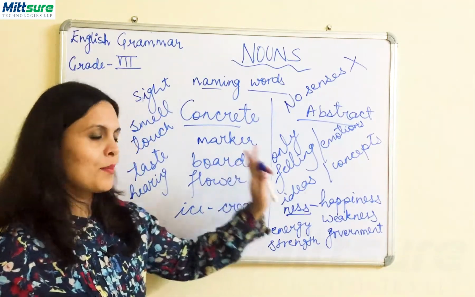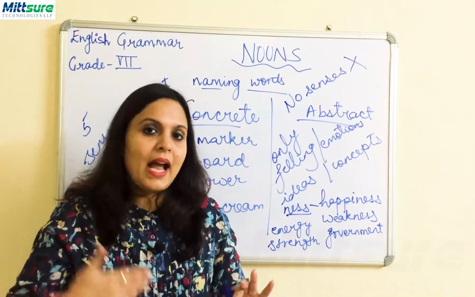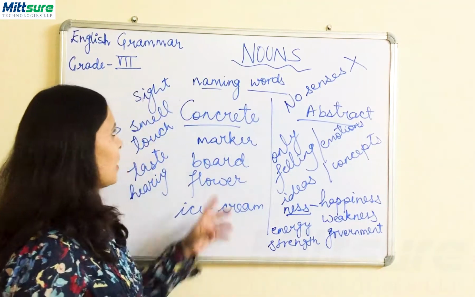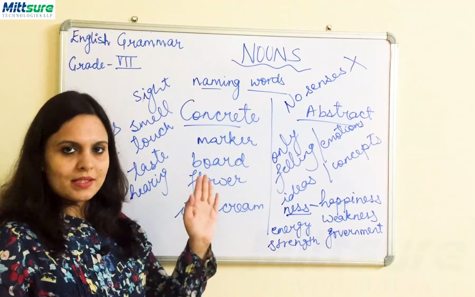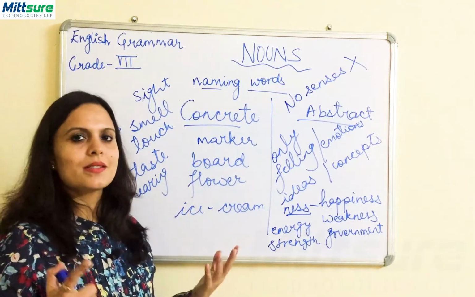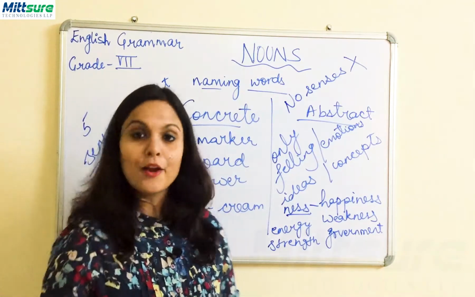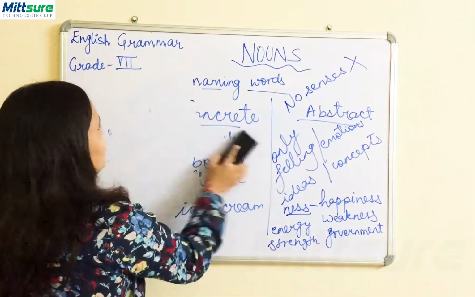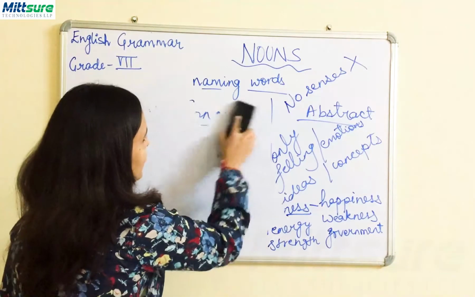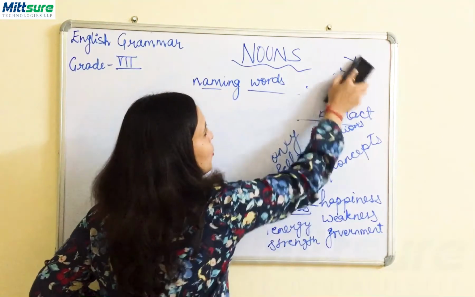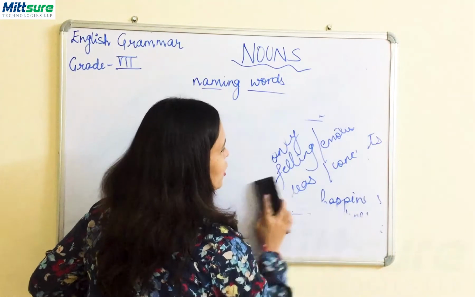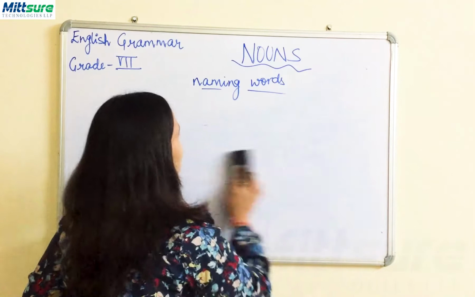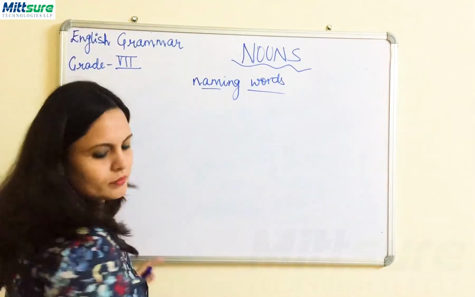Wherein in our abstract noun, only feelings and ideas and concepts and emotions are applied, but we cannot apply any of these five senses from our body. Simple as that. I hope you have literally understood the concept of the concrete as well as the abstract noun, right? So now you will not falter whenever you have to identify a concrete or an abstract noun.